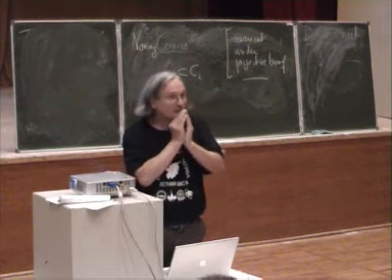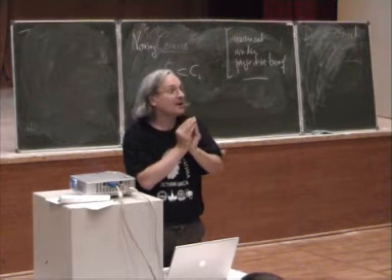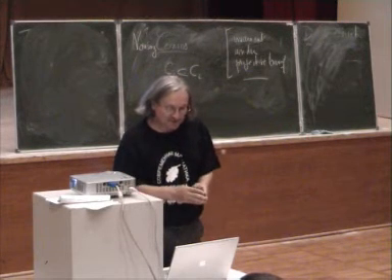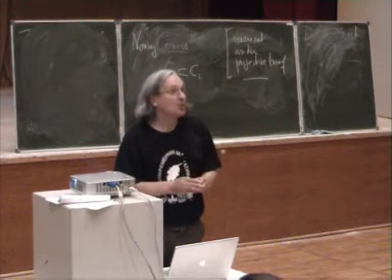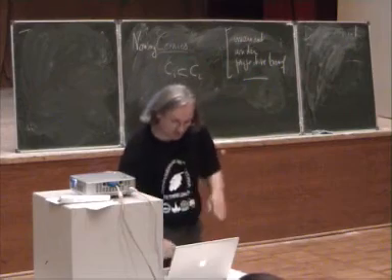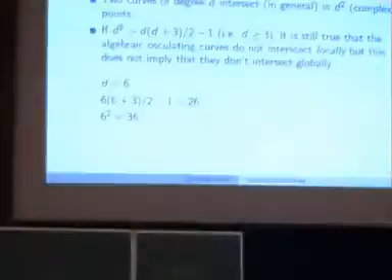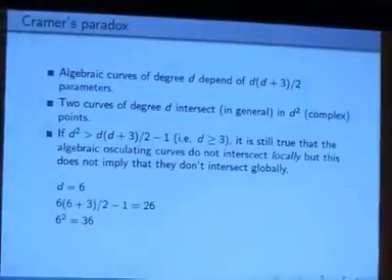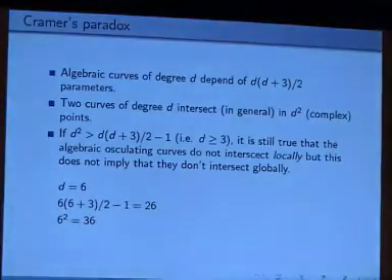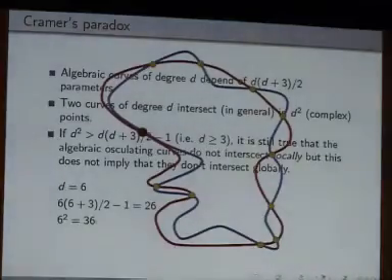But this local property is not enough to guarantee no intersection globally. Let me show you a picture, in the case d is equal to 6. When d is equal to 6, the space of sextics depends on 26 parameters, and the intersection of 2 sextics is 36 points. So here's the picture you could have in mind.